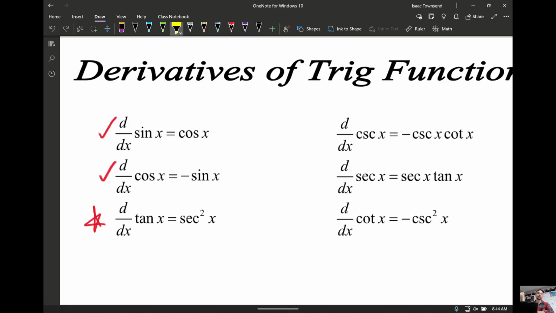Now, there's some tips in memorizing these. If you notice, what is the derivative of anything that starts with a C? What do they all have in common? Negative? Okay. Yeah, so there's some stuff like that. If it's the derivative of a trig function that starts with C, it's going to be negative. If it's the derivative of something that doesn't start with C, it's positive. There's some tricks that you can do.